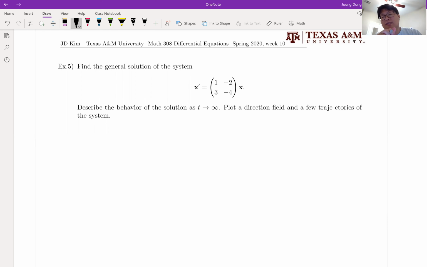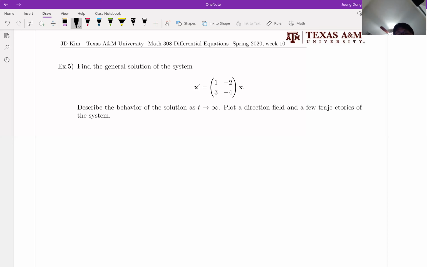As we just discussed right before this video, it is exactly about finding eigenvalues and eigenvectors. So the process is really easy. First of all, we're going to find eigenvalues. Then we're going to find eigenvectors corresponding to the eigenvalues. Then with those eigenvalues and eigenvectors, we're going to set up the fundamental set of solutions. That's it. Let me start.